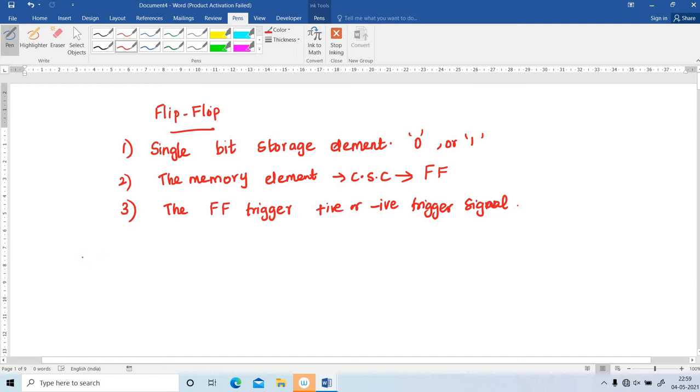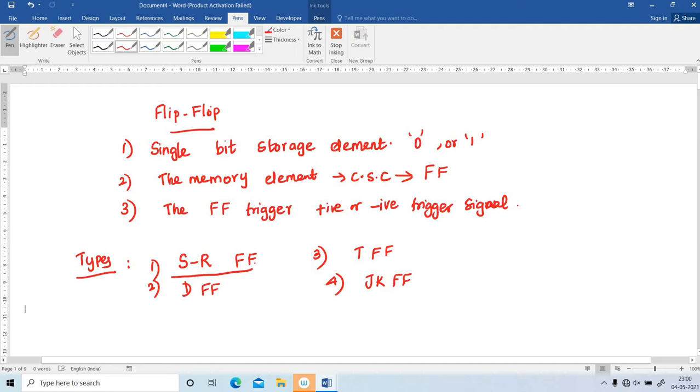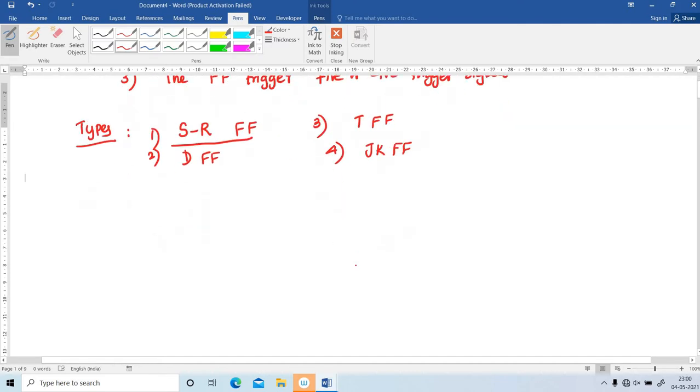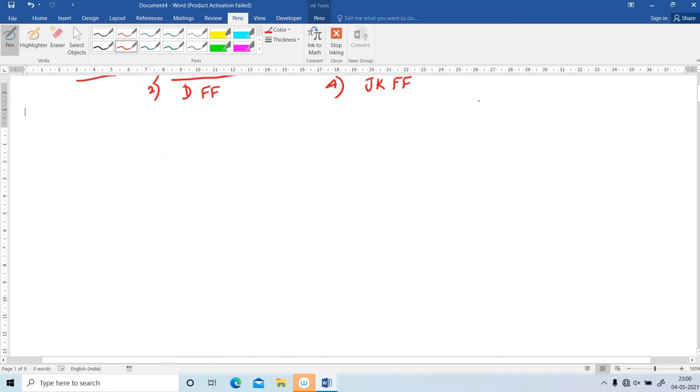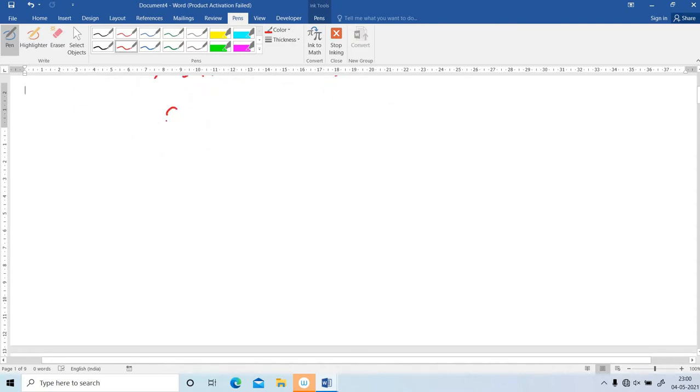Next, I am going to explain the types of flip-flop. The first one is SR flip-flop. Second, D flip-flop. Third is T flip-flop. Fourth one is JK flip-flop. One of the simplest sequential circuits is the SR flip-flop. In this video, I am going to explain the SR flip-flop.